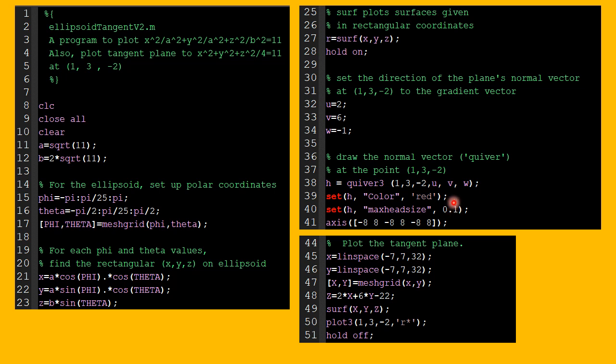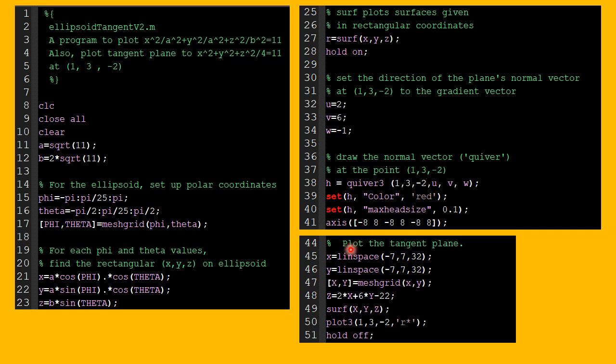We could put other numbers here too. 0.2 would give us a larger arrowhead on our quiver, but 0.1 seems to be a pretty good one for our drawing. I'm going to let the axis in the x direction go from -8 to 8, in the y direction -8 to 8, and in the z direction -8 to 8. So after these are executed, we will have drawn the gradient vector.